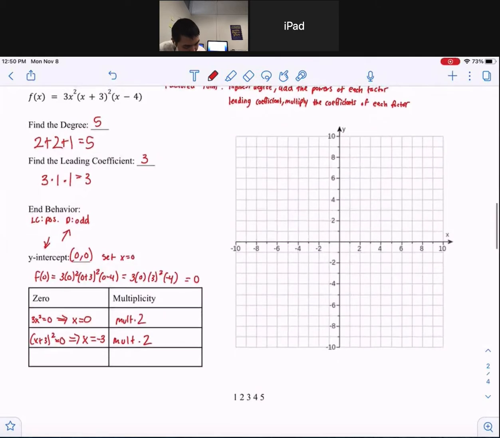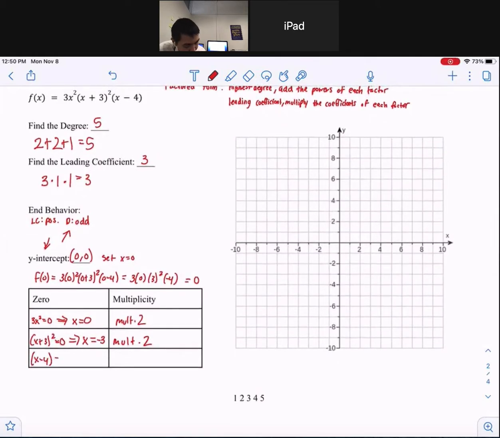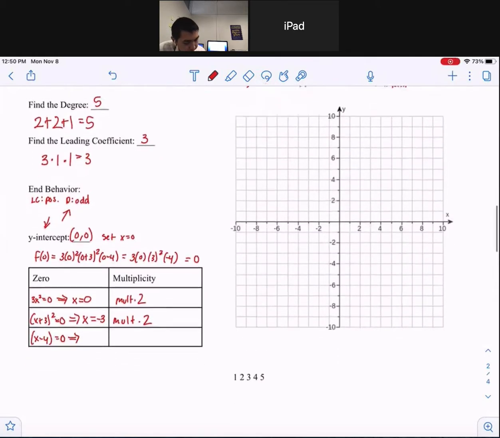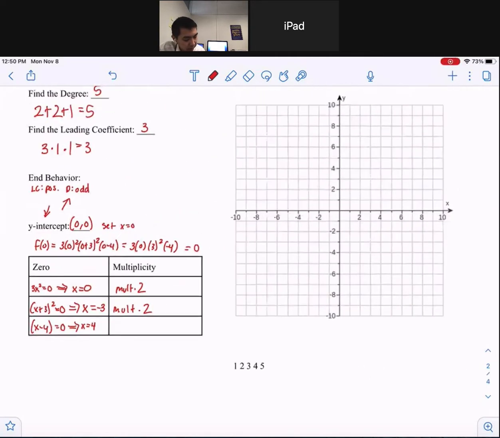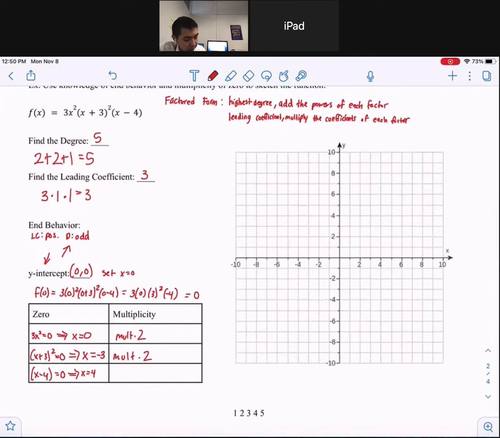And our next factor, x minus 4, set that equal to 0. What value of x would make this whole thing 0? It would be if x was equal to 4. Because if x is equal to 4, 4 minus 4 is 0. And it had a degree of 1, or power of 1. So multiplicity of 1.